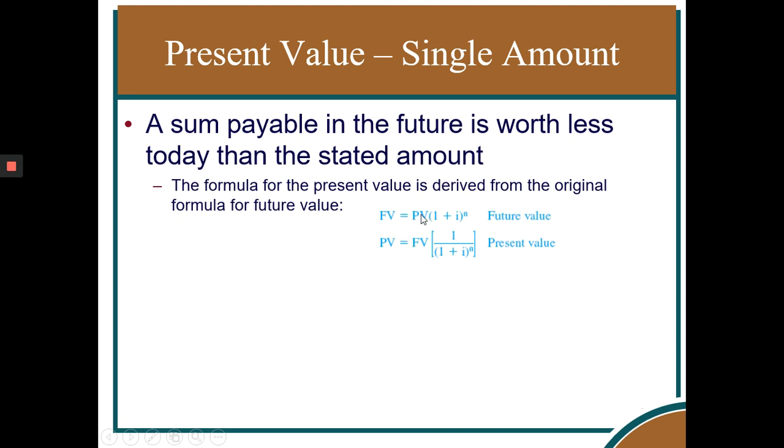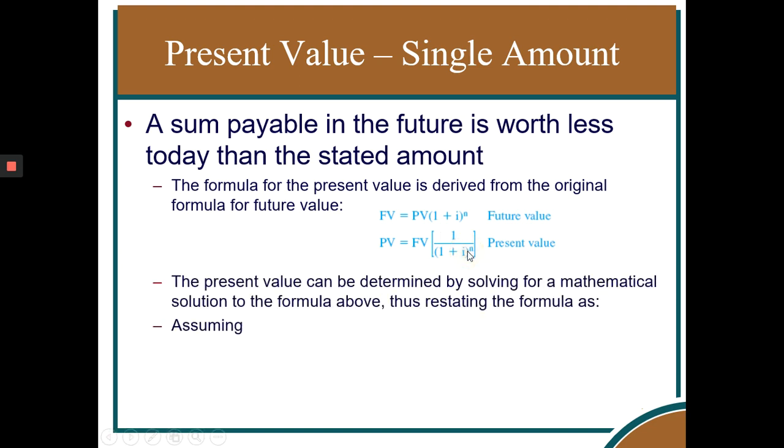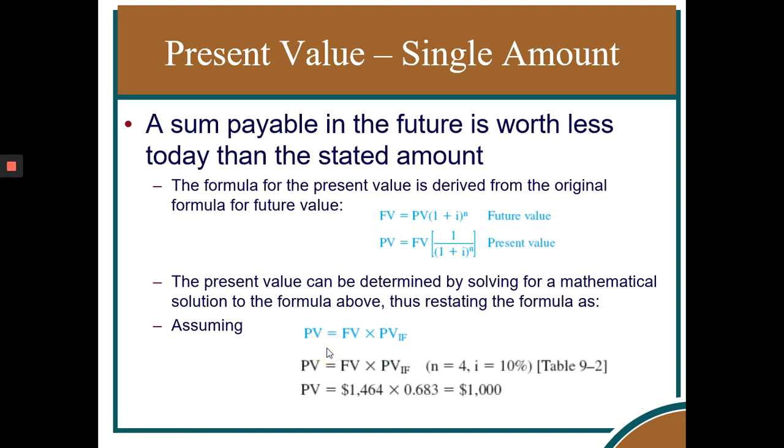So the present value will move here and the future value will move here. It becomes present value equals future value times 1 divided by 1 plus I to the power of n. The entire thing goes below the future value. Once you rearrange the formula, you'll be getting present value equals future value times the present value interest factor.